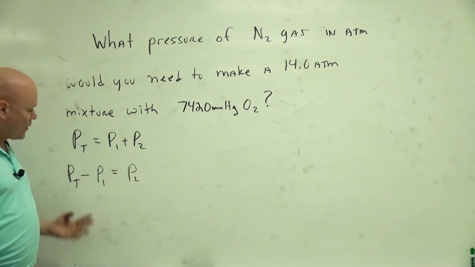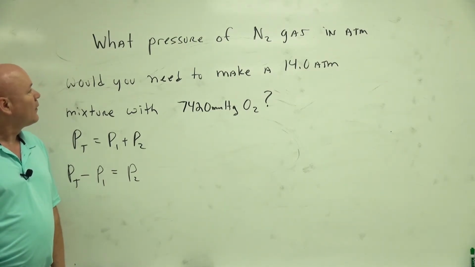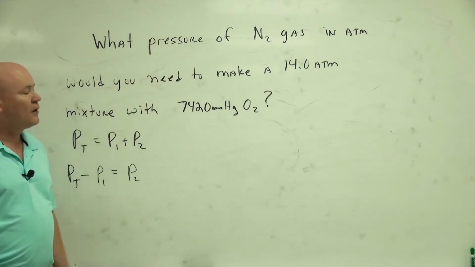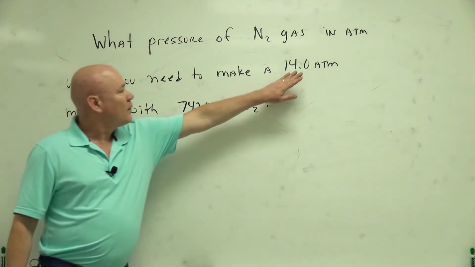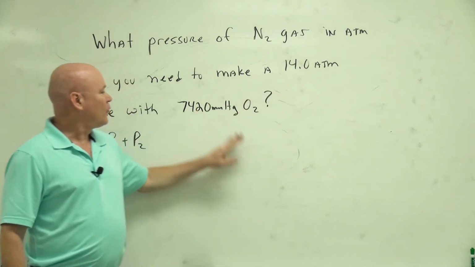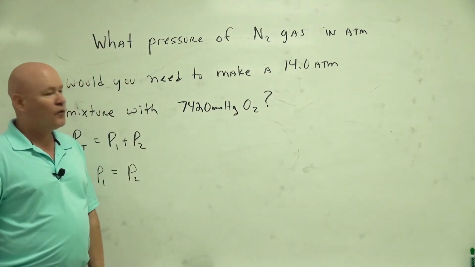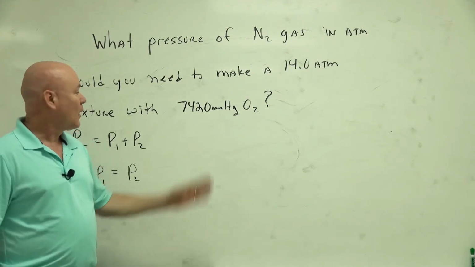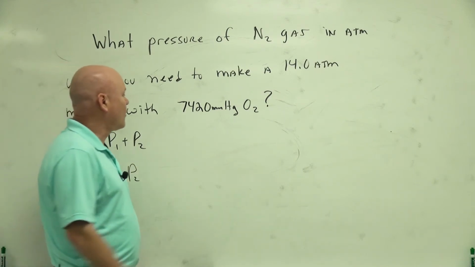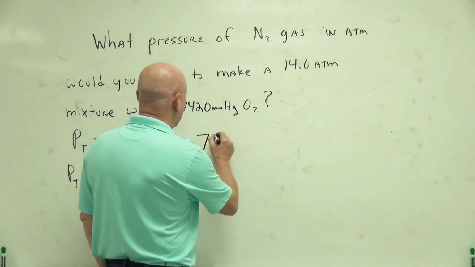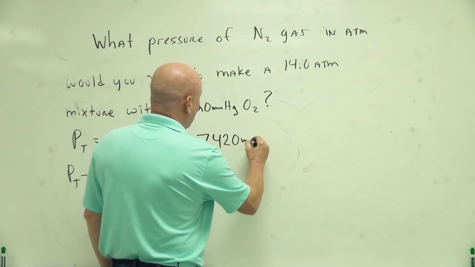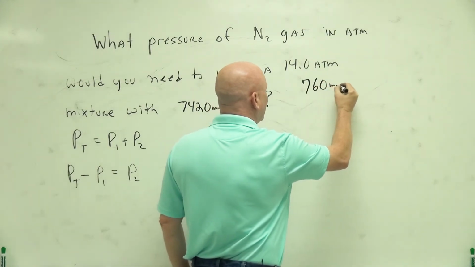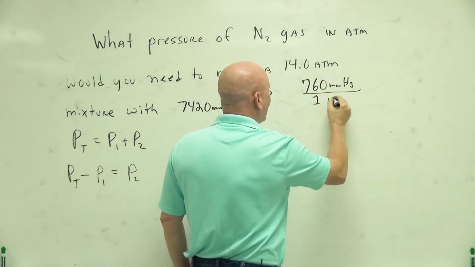All right, so this is the equation that we're going to have to use. I want to know what P2 is, the pressure of the nitrogen gas, in atmospheres. The total is already in atmospheres, but the millimeters mercury is not. So before we can do any subtracting, I'm going to have to convert this 7,420 millimeters mercury into atmospheres. The relationship that we have is 760 millimeters mercury for every 1 atmosphere.